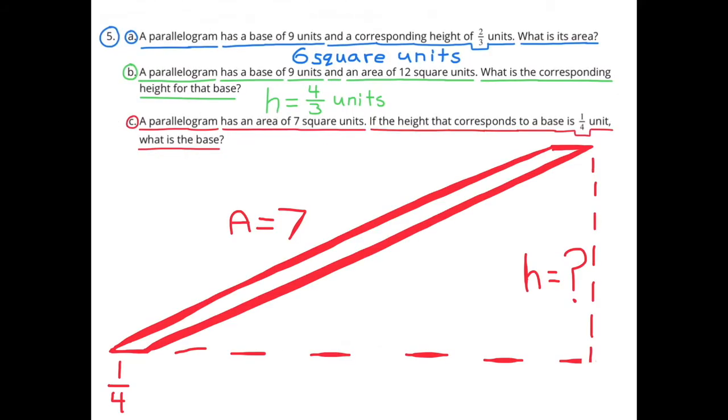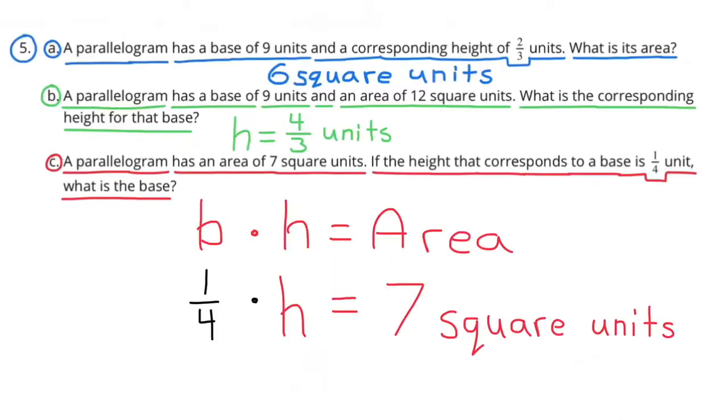This illustration represents a parallelogram that has an area of 7 units and a base of 1/4 unit. The height is unknown. Again, we know that base times height equals the area. They provided us with the base and the area. 1/4 times height equals 7 square units.